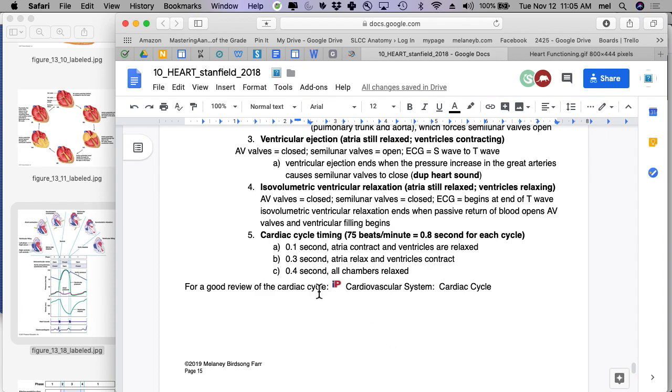So at 75 beats per minute, you spend 1/10 of a second of each 0.8 of a second cycle with the atria contracted and the ventricles relaxed. So the atria don't have to contract for very long, right? You spend 3/10 of a second with the atria relaxed and the ventricles contracting. So the ventricular contraction is longer and stronger. And then overall, you spend about half the time, 4/10 of a second, with all of the chambers relaxed. Does that make sense? I'm not saying they're relaxing at the same time. I'm saying of an 8/10 of a second cycle, you spend about half of that time with chambers relaxed.